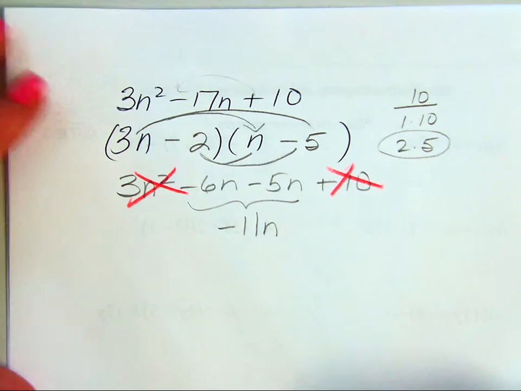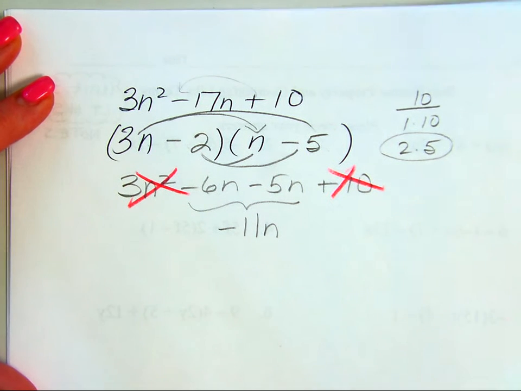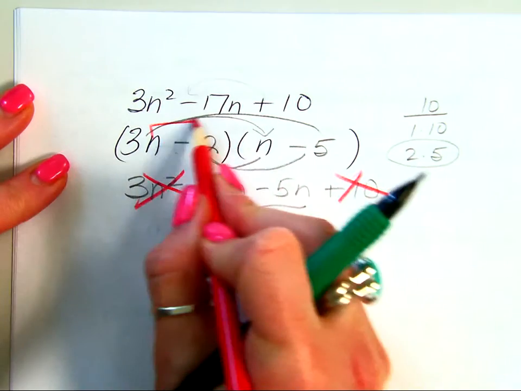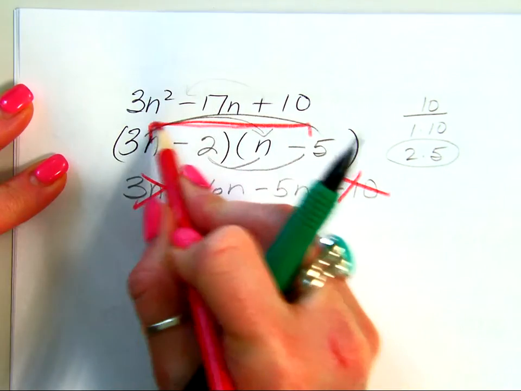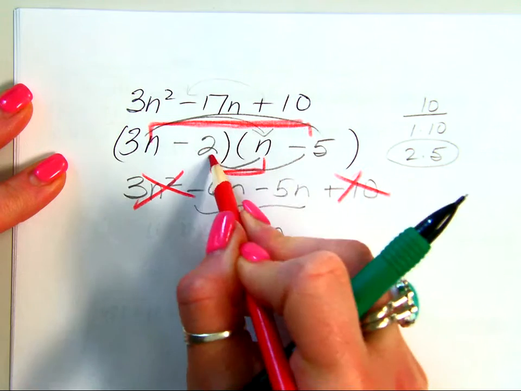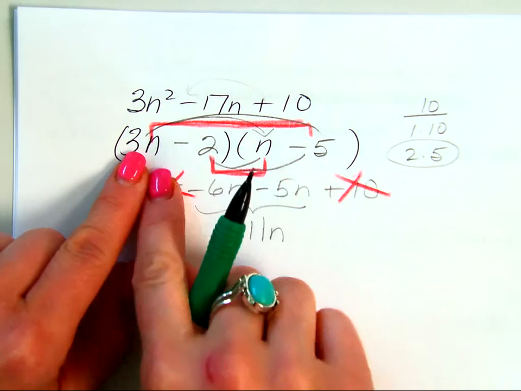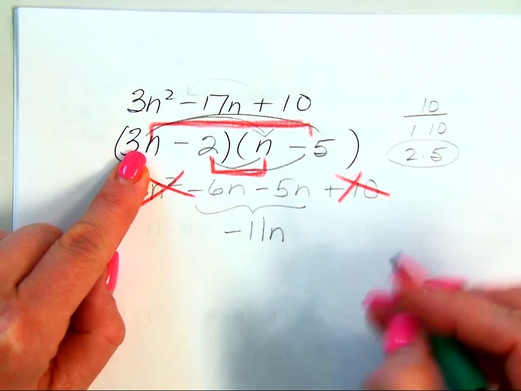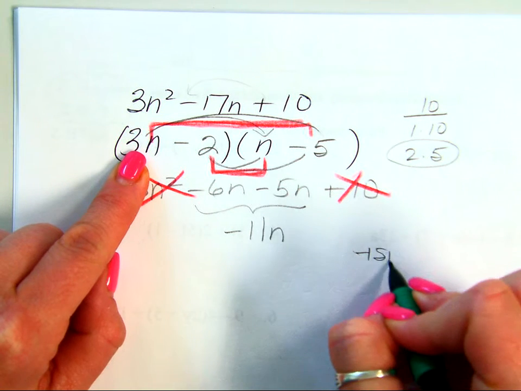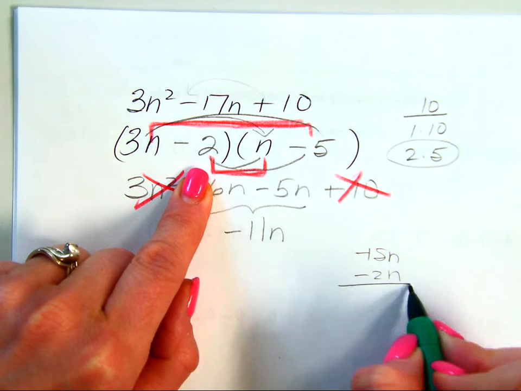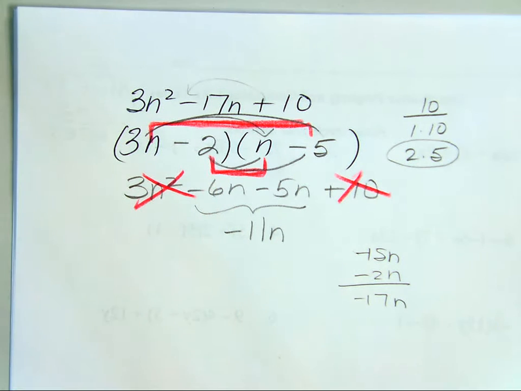So here is a shortcut. So you do not have to double distribute it out every time. All I really want is the 2 outside times the 2 inside, and then their sum, right? So what is 3n times a negative 5? And what is negative 2 times n? And when I add those together, what do I get?